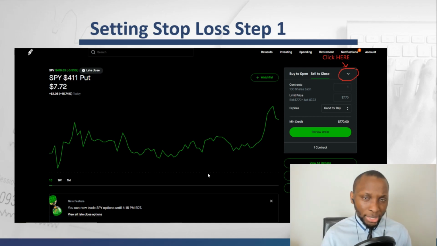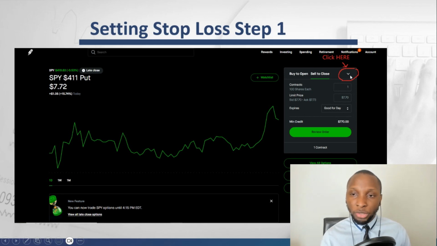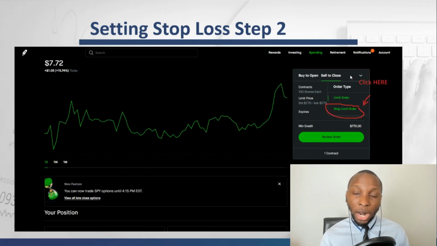So how to set a stop loss? Step number 1, right? Assuming that you are able to get to this screen, and that you are able to open the SPY, and you open the option that you have in your portfolio, then you click on where you see that red arrow. I'm just going to move my mouse cursor to that place. You click on that down arrow, and that's going to open up a small drop down menu in which we see 2 things: limit order and stop limit order. And what you want to do is click on stop limit order.